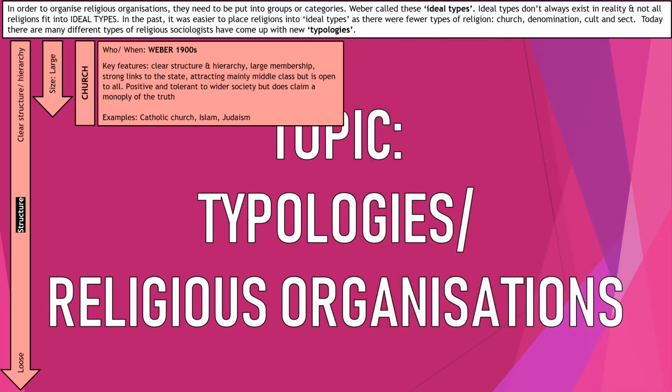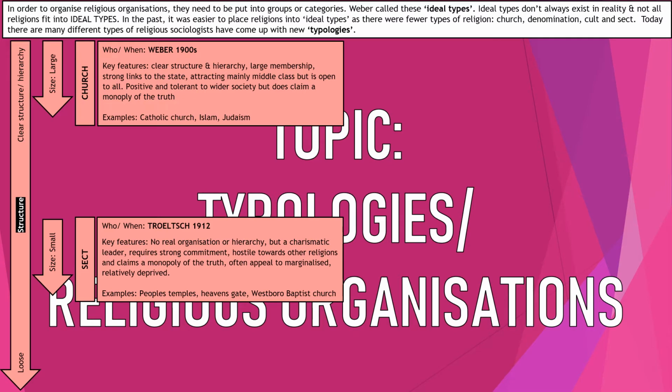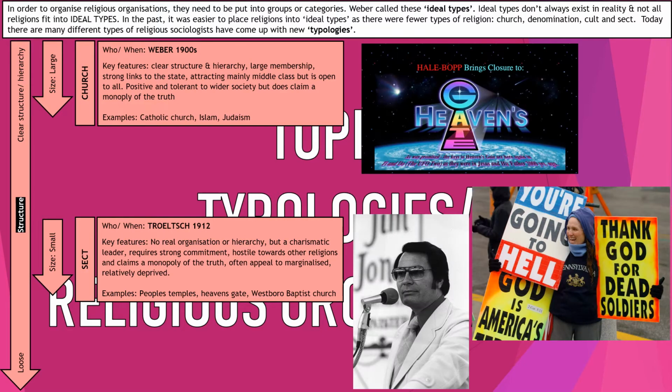Now, following on from Weber, we saw Troeltsch. Troeltsch came along in 1912 and he introduced the category of sect, and he used this as the opposite of the church. These were smaller organisations, smaller structure. They were quite small, and ultimately there was no connection or hierarchy. There was always a charismatic leader. They had very high, strong commitments. They were hostile to the outside world, and they claimed a monopoly of truth. Basically, the idea being that their version of religion was the main and only accepted one. Very similar to the church, who also claimed a monopoly of the truth. And often it would appeal to marginalised groups. So People's Temple, Heaven's Gate, Westboro Baptist Church, all good examples.